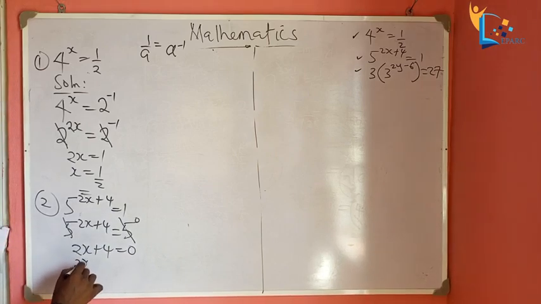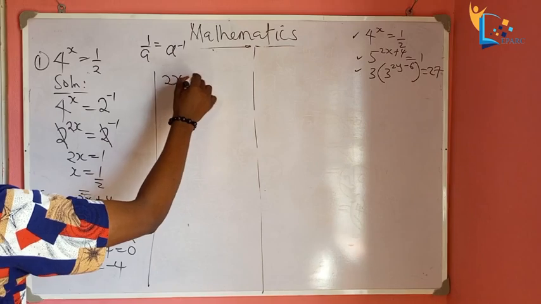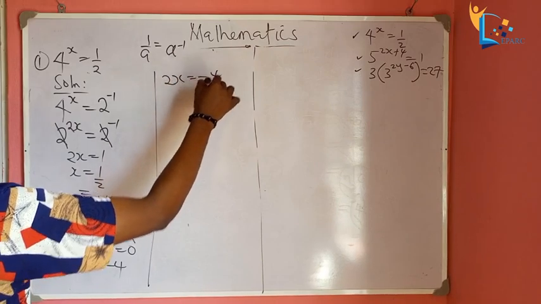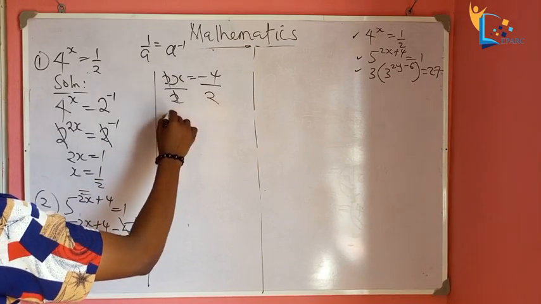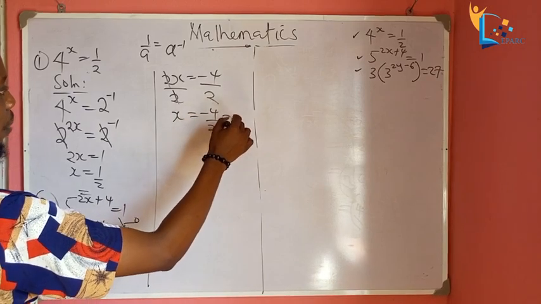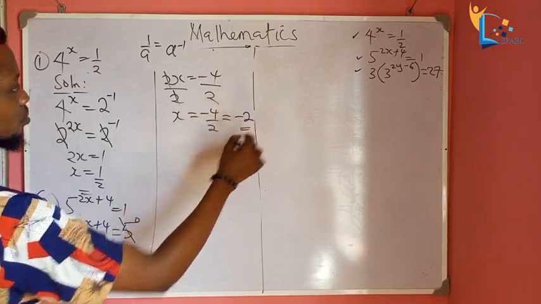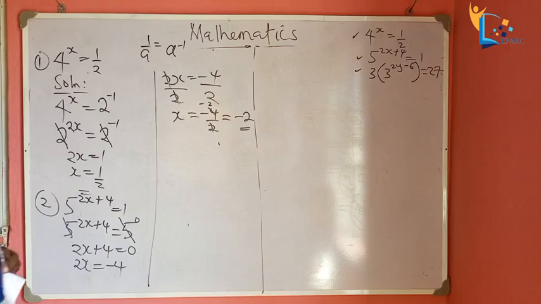So 2x equal to minus 4. Divide both sides by 2. 2 will cancel 2. x is equal to minus 4 over 2, which is equal to minus 2. Because 2 here is 1, 2 here is minus 2. So these are the answers.